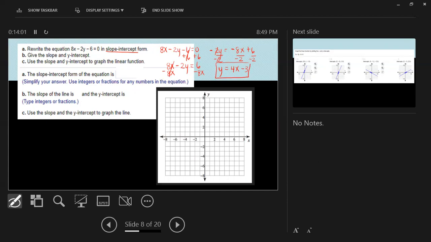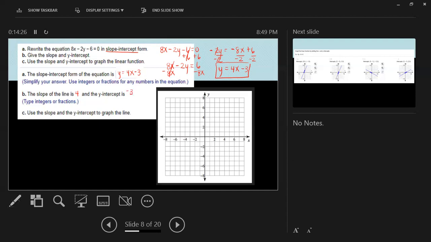So for A, I'm going to write y is equal to 4x subtract 3. Now it asks me to identify the slope of the line. That is the value that's with the x. So that is 4. And then my y-intercept is the other number, the number that's by itself. And don't forget to take the sign. So that would be -3. Now I need to graph it.